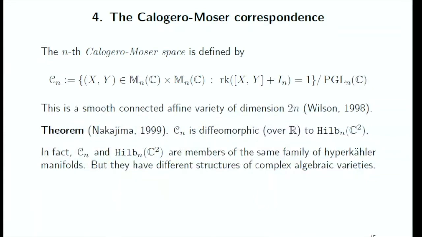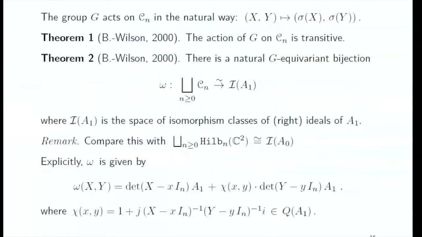What Nakajima actually noted is that they are members of the same hyperkähler family of manifolds. So really, you can think of C_n as a real manifold, and there is a sphere CP1 of complex structures. One point corresponds to the Hilbert scheme, and the rest are isomorphic and correspond to Calogero-Moser spaces. So, okay, this is a nice variety. It will play a role.